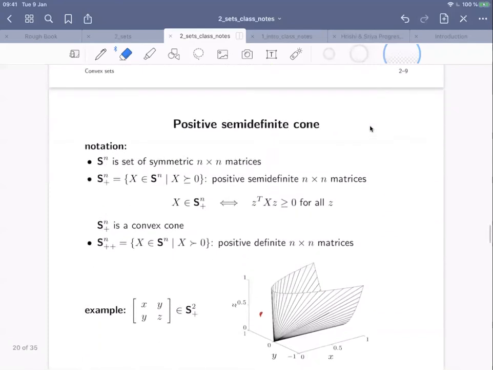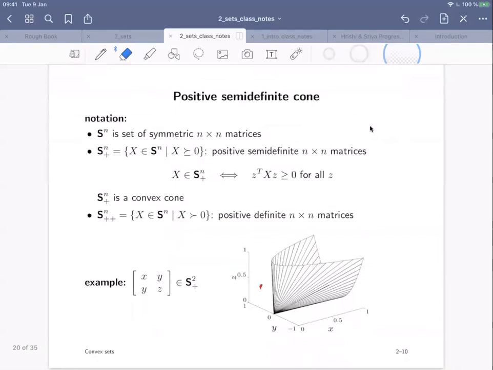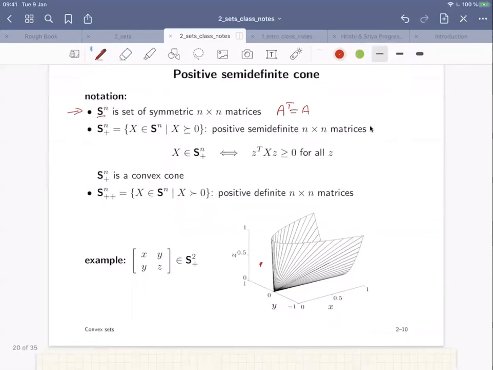Now, next is the positive semi-definite cone. So we already introduced certain notation, which is for symmetric matrices, denoted as Sn. What is a symmetric matrix? It's a matrix where the transpose of the matrix is the matrix itself. And then a positive semi-definite matrix, this also we saw. A symmetric matrix X is said to be positive semi-definite if for all z, z transpose X z is non-negative.